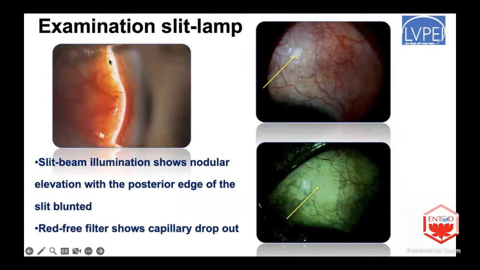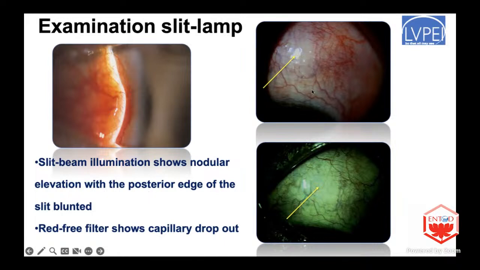So the slit, what it shows is that in a case of scleritis, you cannot really see the posterior end of the slit. You can see both anterior and posterior, and suddenly it disappears. Because obviously you cannot see it because it's masked by the height of the nodule. So that is how it shows it's blunted. The posterior edge of the slit is blunted.